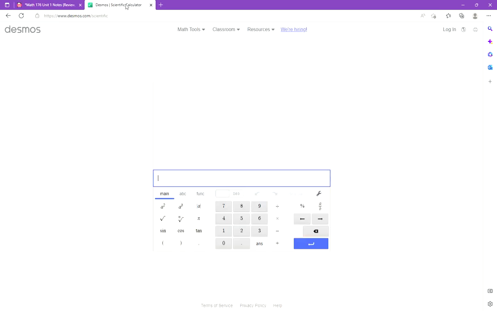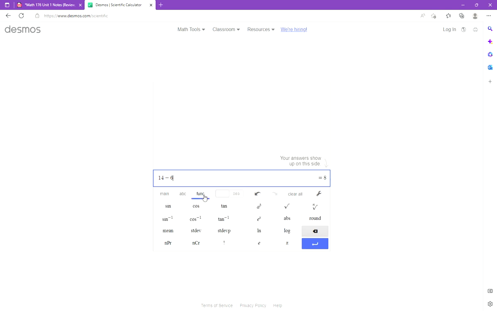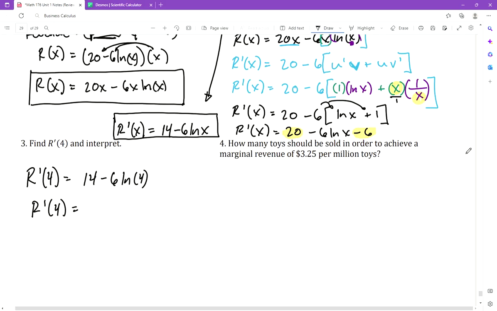So 14 minus 6, and then you could type in the letters ln and it should know it. It's here in the function menu though. And then 4. I notice they put parentheses for you. That's nice of them. Okay, so 5.68. Okay, so we'll say it's 5.68 to 2 decimals. Okay, and now let's figure out what they mean by this.